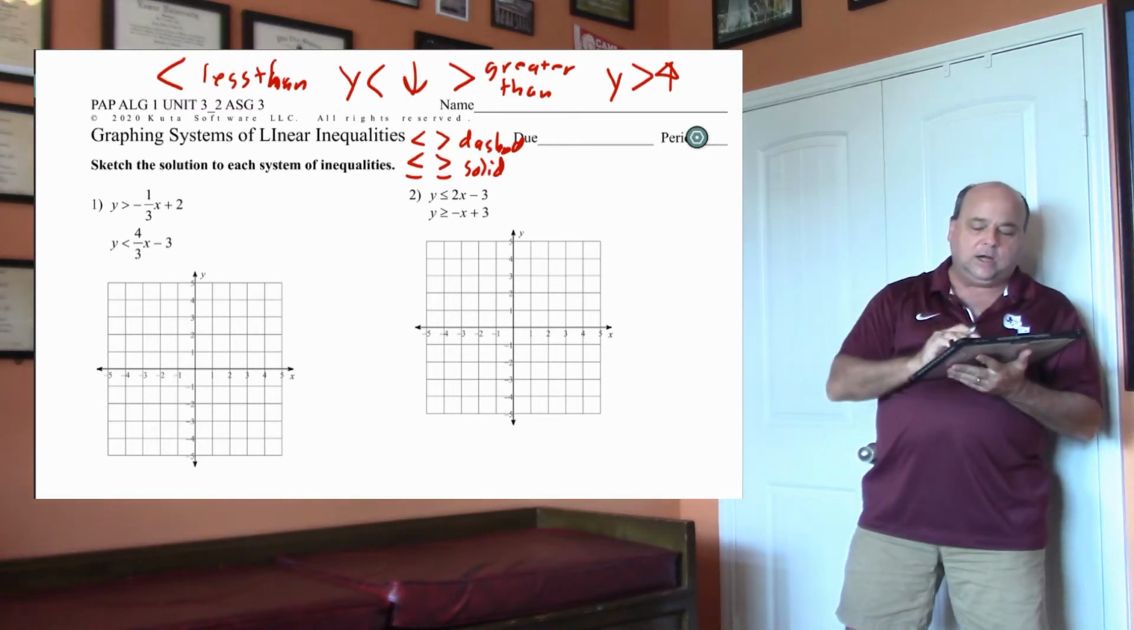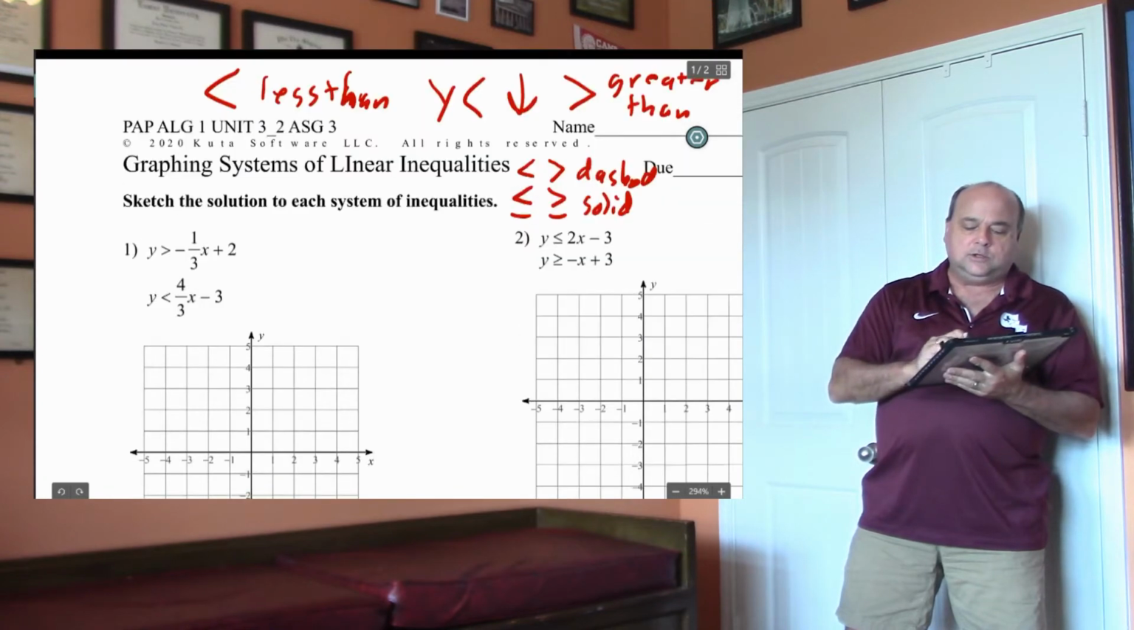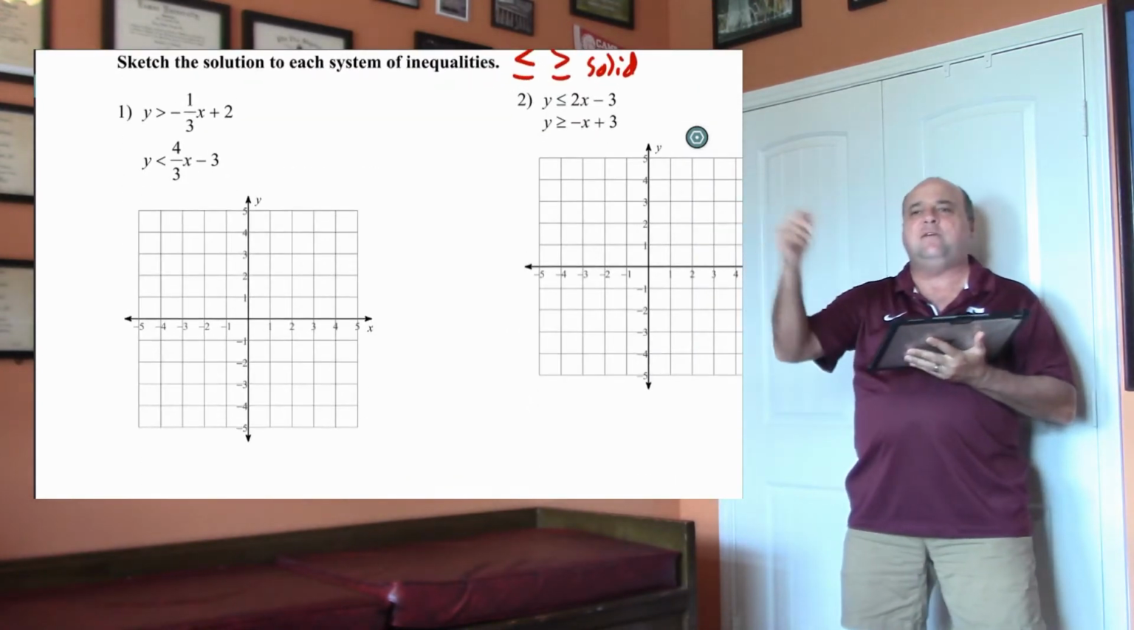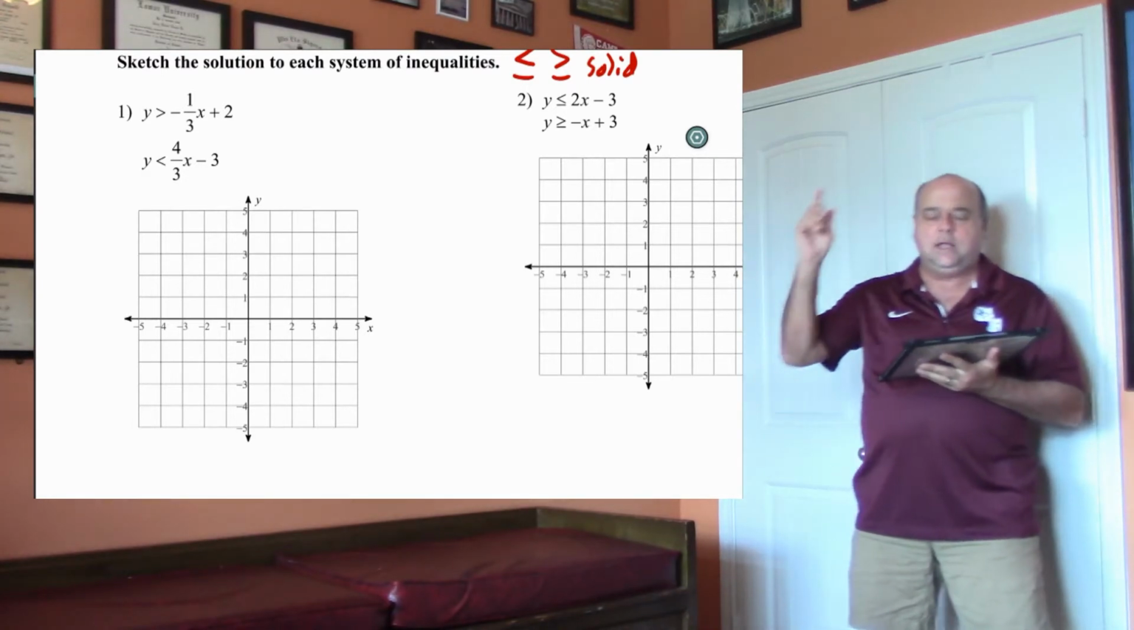So let's get rocking and rolling. I'm only going to do a few of these for you, so let's do number one together, okay? Number one's pretty simple because we have our slope and our y-intercept. It's kind of tricky when you have to solve for y.